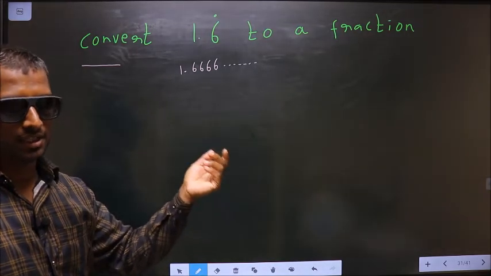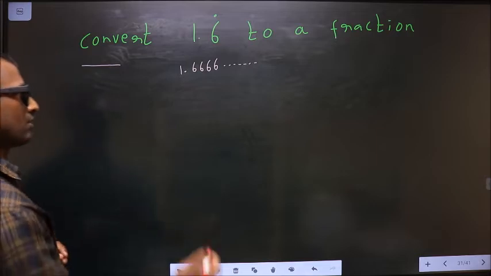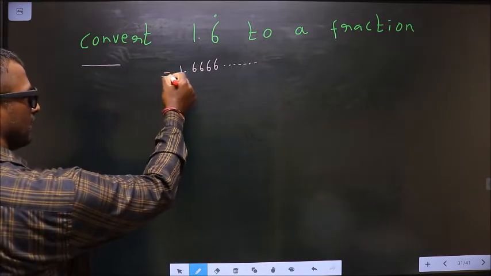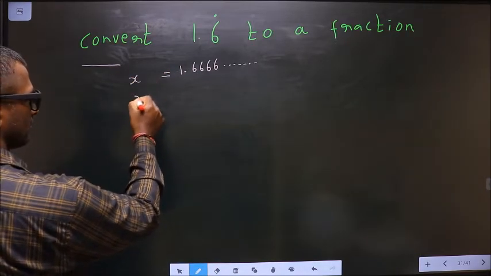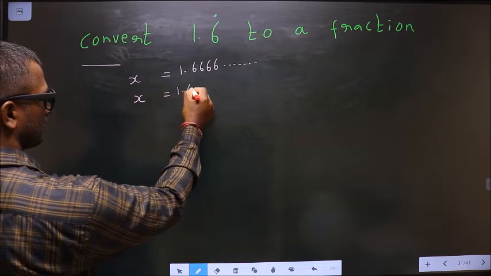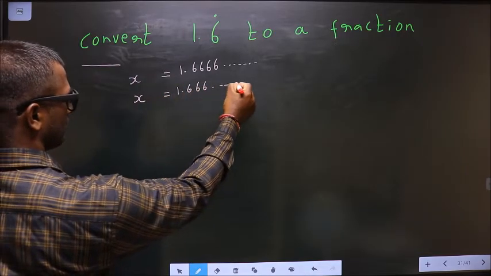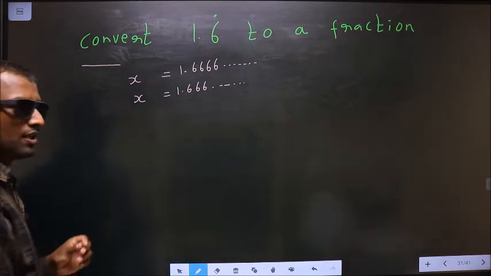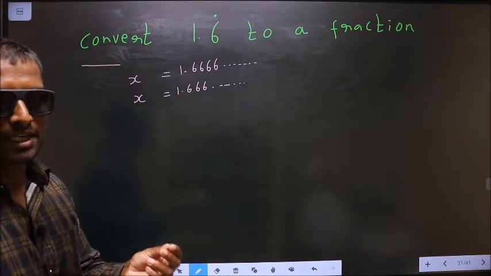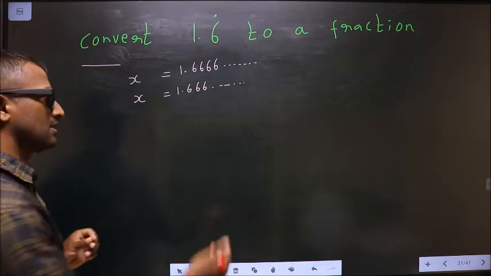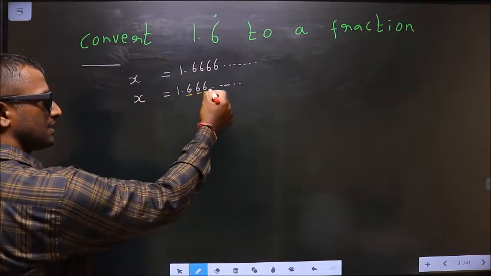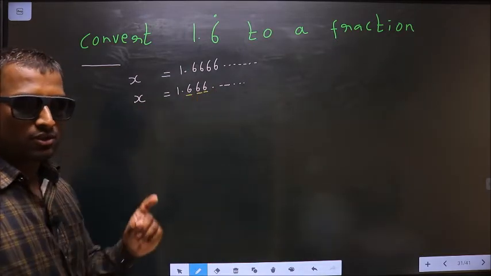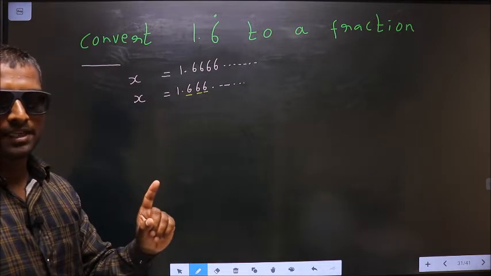How do we convert? See here. First, whatever is given, take that to be x. Now, you check how many numbers are being repeated. In this sum, only 6 is being repeated. So, that means only one number is being repeated.